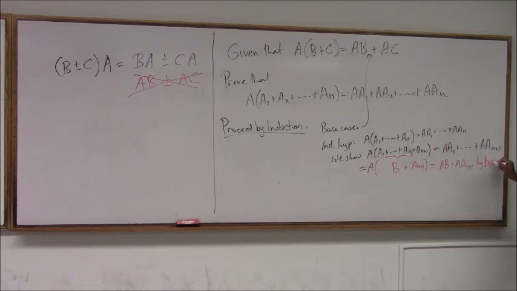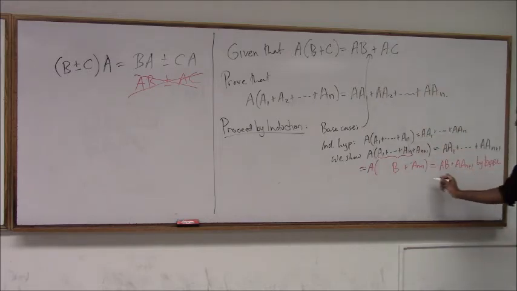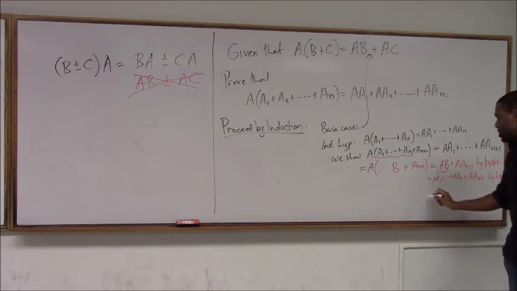By the base case, I know that if there are only two things in parentheses, this is true. And this part here is going to be a1 plus da da da all the way up to an, and that's by the hypothesis. And so it's true in general. And you'd end the proof there.